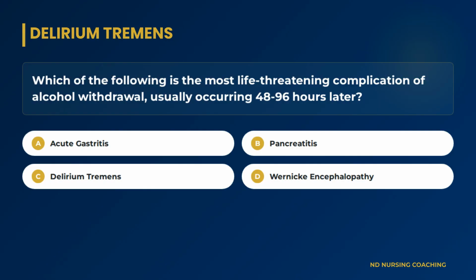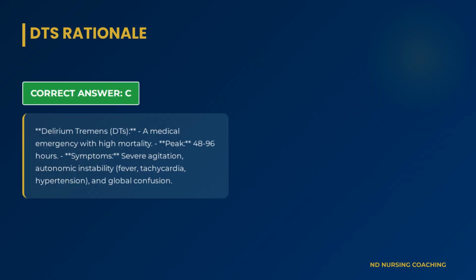Now concerning delirium tremens, which of the following is the most life-threatening complication of alcohol withdrawal, usually occurring 48 to 96 hours later? The correct answer is C, delirium tremens, or DTs. This is a medical emergency with high mortality, typically peaking at 48 to 96 hours. Symptoms include severe agitation, autonomic instability, and global confusion.